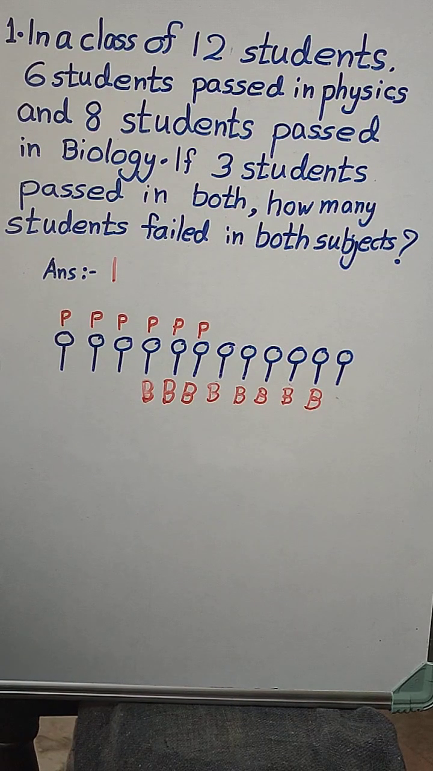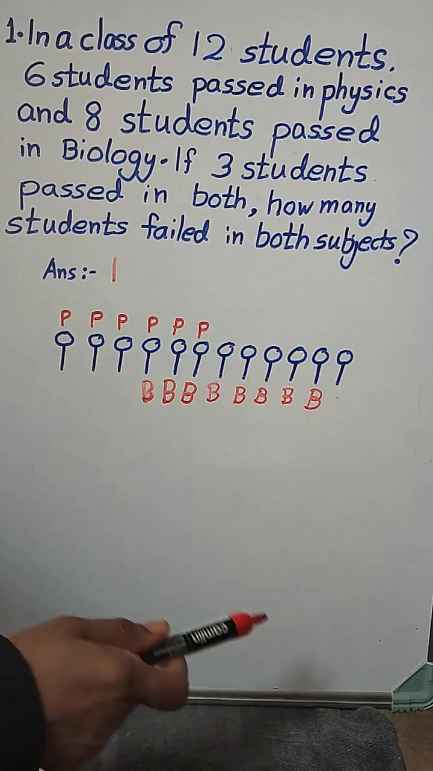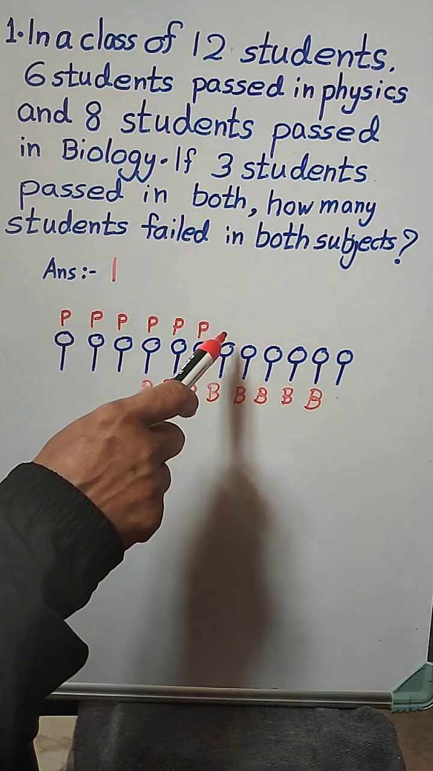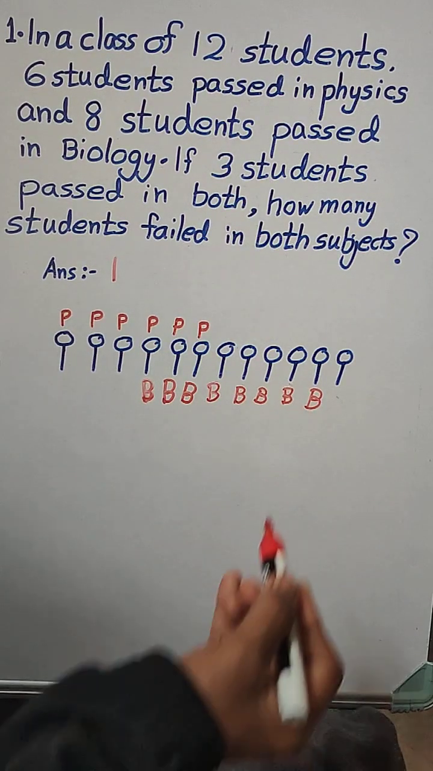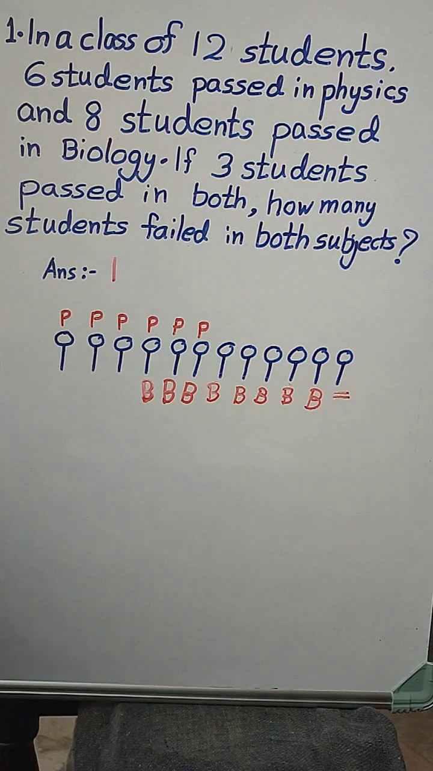Now the question is, how many students failed in both the subjects? Here these 3 students passed in physics but failed in biology. Here these 5 students passed in biology but failed in physics. Here there is a student who failed in both the subjects. So the answer is 1. Now let us see how to do this answer by using the numbers only, without representing it as a figure.